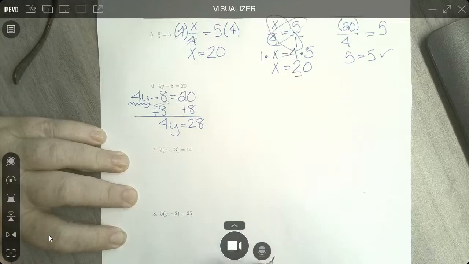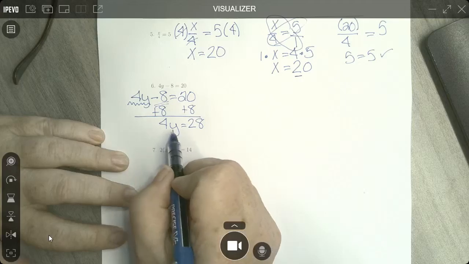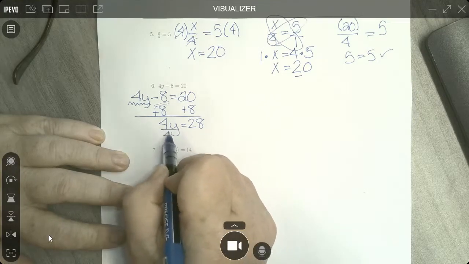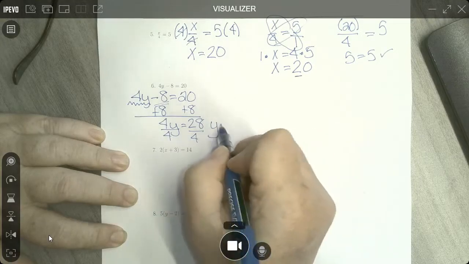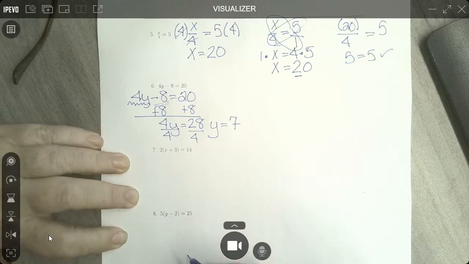Okay. Now I really want to get y by itself. I don't want 4y, I want y. Whenever I have a number next to a letter, it means to multiply. And the opposite of multiplying is dividing. And that means y equals 7. Because 28 over 4 is 7.